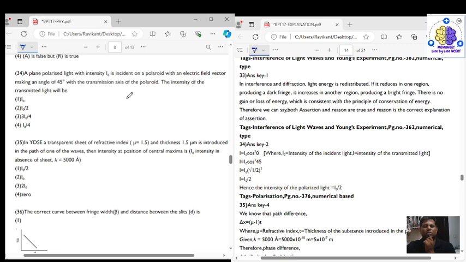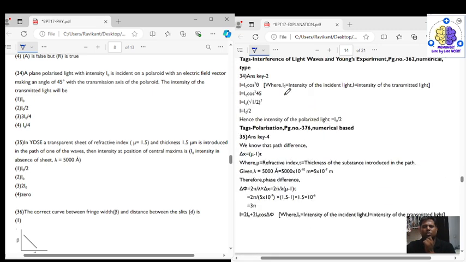Now coming to question number 34. Question number 34 says that a plane polarized light with intensity I0 is incident on a polaroid with an electric field vector making an angle of 45 degrees with the transmission axis of the polaroid. The intensity of the transmitted light is, again using Malus law, that is your output intensity will be equal to input intensity I0 into cos square theta, right?